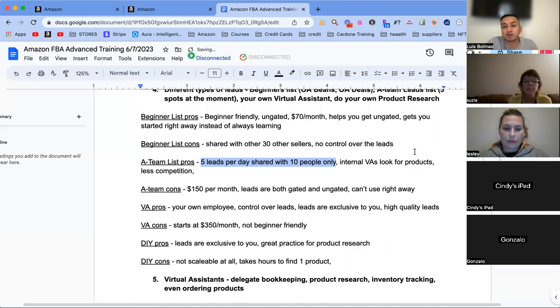We also use their own VA to look for products, meaning there's less competition. Any questions about it? No. The cons is that of course we got to pay more, 150 a month. Leads are both gated and ungated, meaning for the beginners you're gonna be more limited as far as leads. So you can't use them right away. You gotta wait until you become more ungated, right?